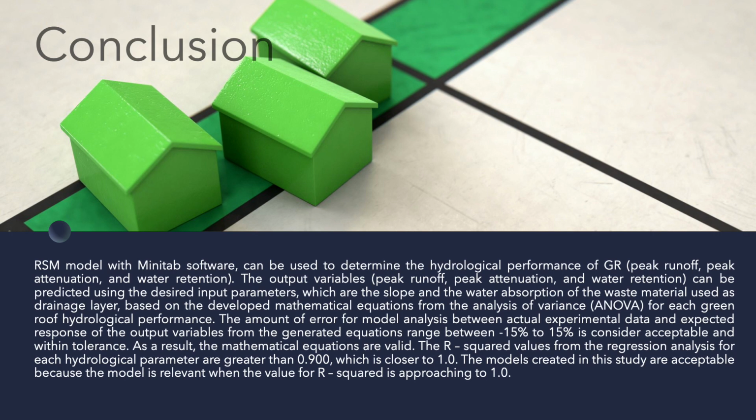In conclusion, the RSM model with Minitab software can be used to determine the hydrological performance of the green roof. The output variables can be predicted using the desired input parameters. The amount of error for model analysis between actual experiment data and expected response of the output variables from the general equation ranges between -15% to 15%, which is considered acceptable and within the tolerance. As a result, the mathematical equations are valid. The R-squared value from the regression analysis for each hydrological parameter is greater than 0.9, which is closer to 1. The model created in the study is accepted because the model is relevant when the R-squared is approaching 1.